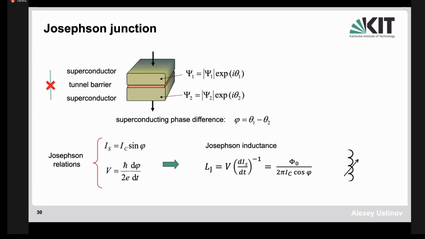This you already know, I explained it to you in the previous hour. This you also know. But now let us do a simple thing. Let us take a time derivative of this equation. So dIs over dt is equal to Ic times cosine phi times dphi over dt. Now, this dphi over dt, which we get with differentiation, we simply substitute by that which is proportional to the voltage. And we see that the time derivative of the current is proportional to the voltage.